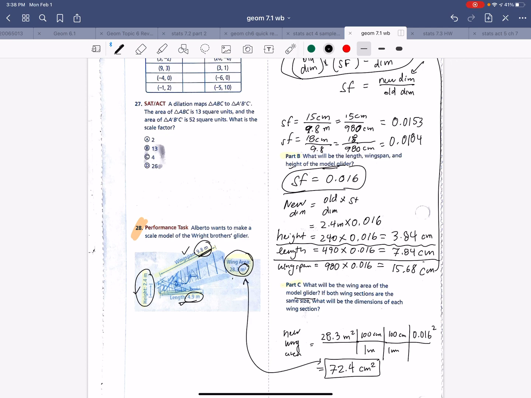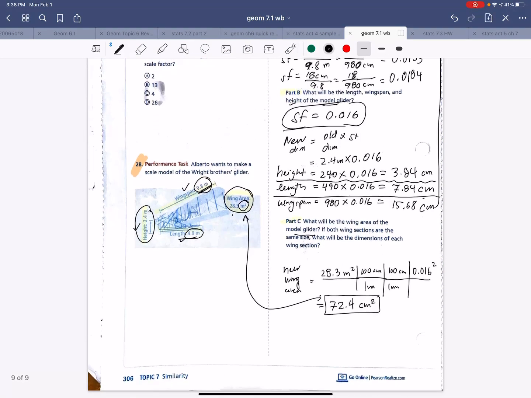And those are centimeters on my model. If both wing sections are the same size, what will be the dimension of each section? So I'm just going to divide that by 2. And I get each 3.62 centimeters squared. Nice.